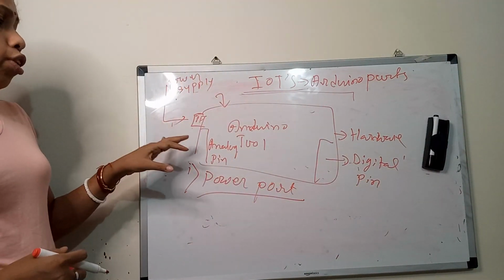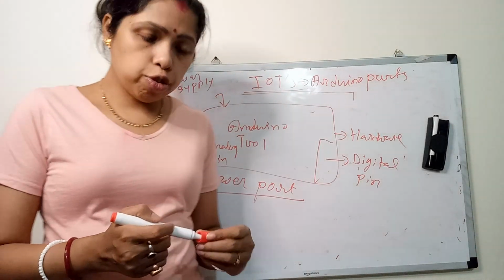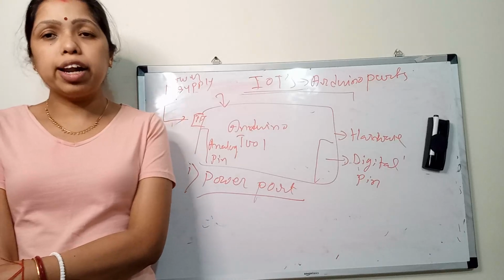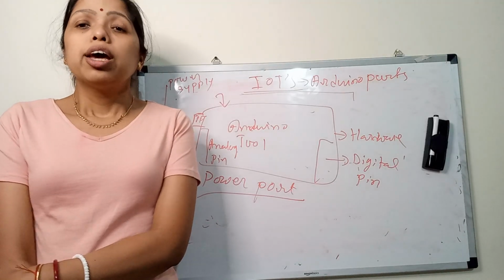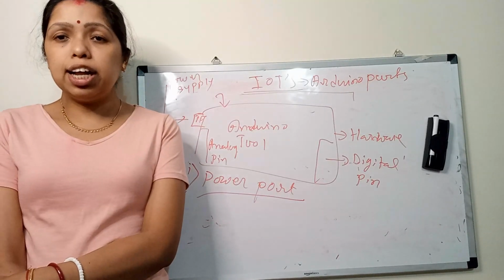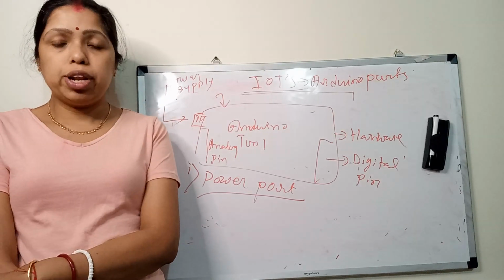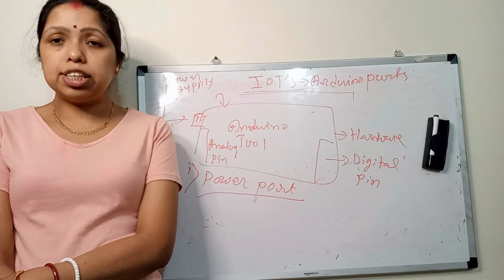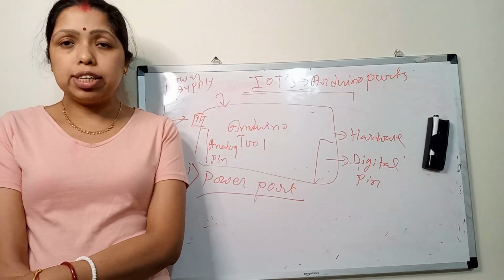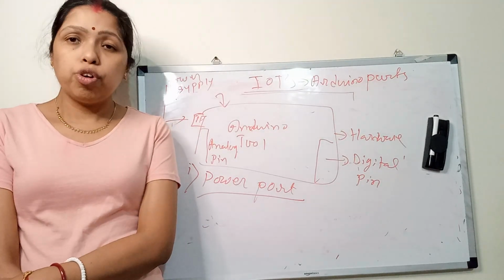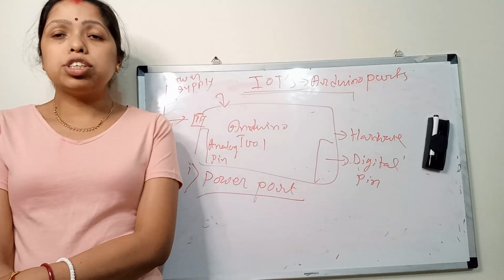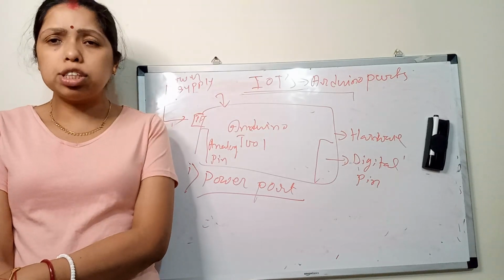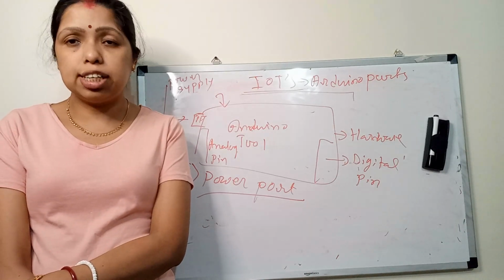Okay, so analog pin: if you want to take input or output as analog, you have to connect those devices to the analog pin. If you want to take the input or output as digital, you have to connect those devices to the digital pin. Input analog means, suppose you want to take the temperature data, so you have to connect the temperature sensor through this analog pin, because the temperature data is in analog form. It is thousands of numbers of data you can get from the temperature sensor.